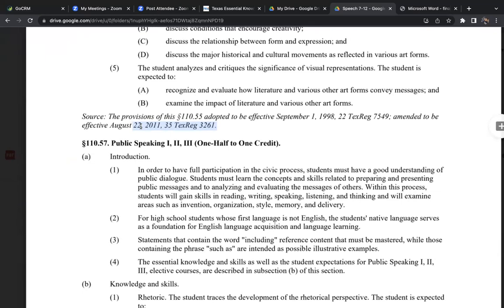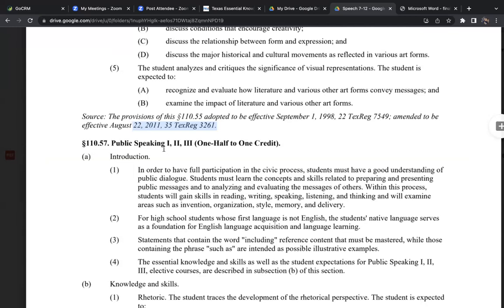So in order to have full participation in the civic process, the main goal of public speaking for Texas is really to get people to be able to participate in their communities and in the civic process. Students must have a good understanding of public dialogue. Students must learn the concepts and skills related to preparing and presenting messages, and to analyzing and evaluating the messages of others. Within this process, students will gain skills in reading, writing, speaking, listening, and thinking, and will examine areas such as invention, organization, style, memory, and delivery.